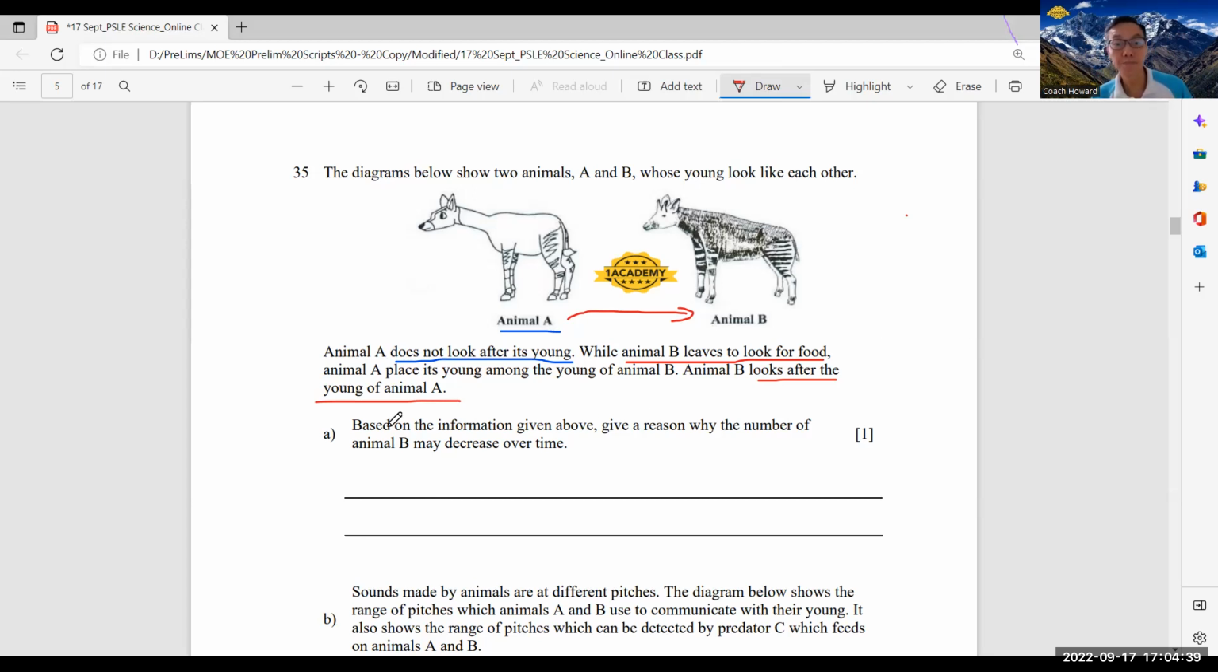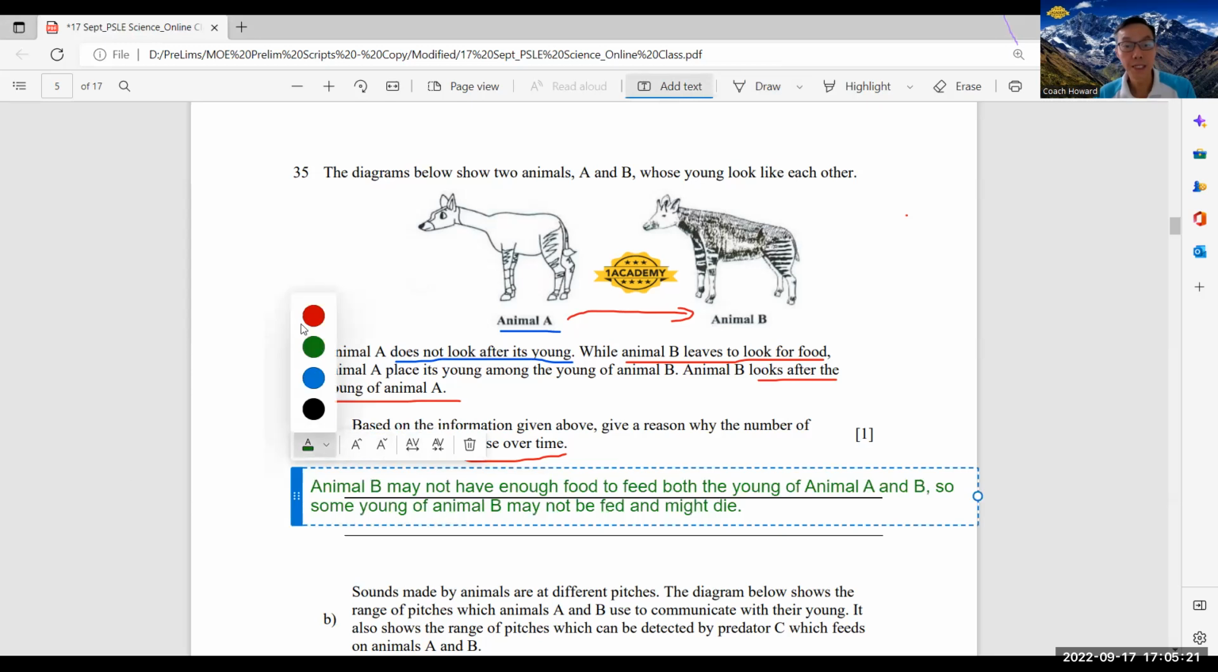So they say, based on the information given, give a reason why the number of animal B may decrease. Okay, there's a likelihood, may. There's a possibility it may decrease over time. The reason is very simple, because when animal B looks for food and comes back, instead of sharing, let's say, with 4 children, now got extra children, right? So there's a shortage of food. So animal B may not have enough food to feed both the young of animal B and animal A. So some of animal B may not be fed and they may die. Okay, so this is the answer for this part.